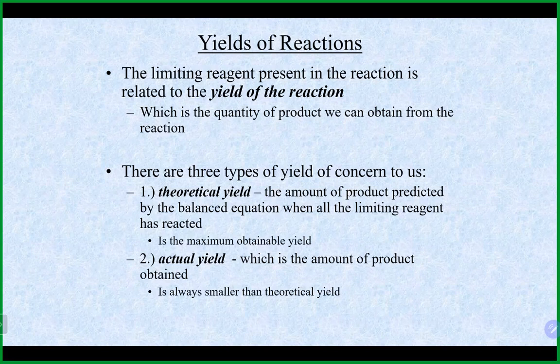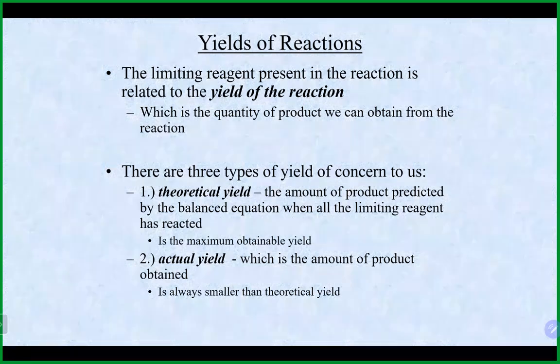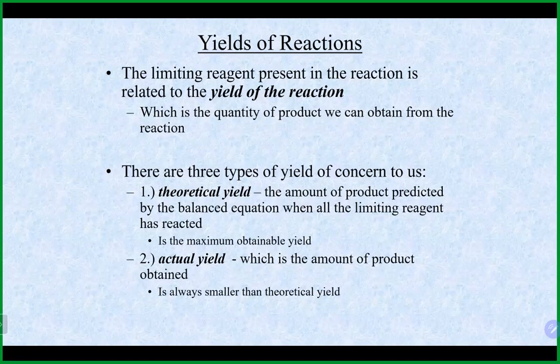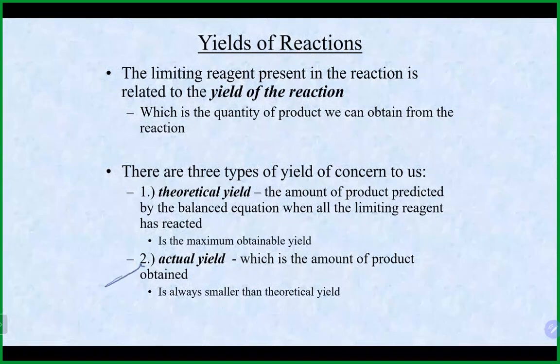The actual yield is pretty much what it sounds like. It is actually the amount of product that you made when you did the experiment. So obviously in the lab, that would be how much you made as a result of the experiment. In book problems, that is typically given to you.